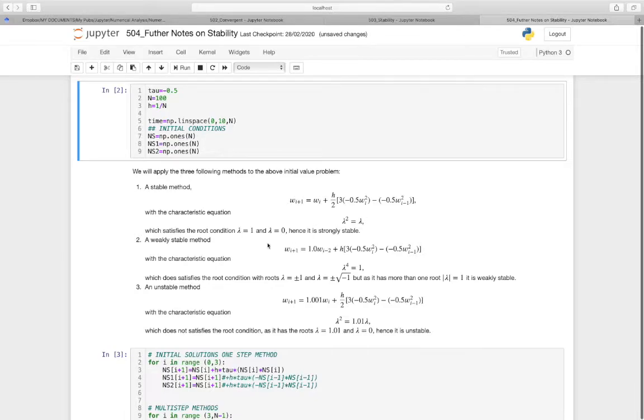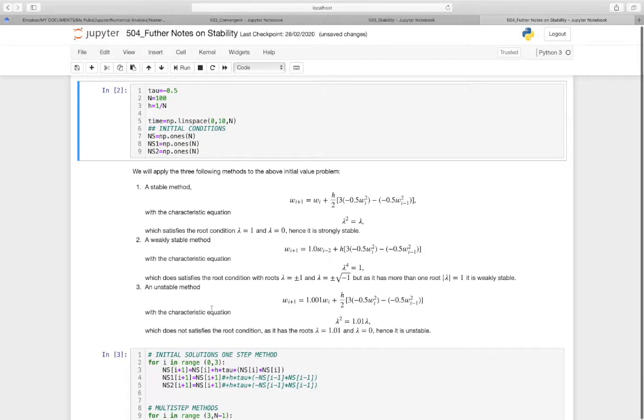Now, this has the root condition of lambda is equal to 0 and lambda is equal to 1, so it's strongly stable. The second method is weakly stable. Wi plus 1 is equal to 1.0 Wi minus 2. So the i minus 2 here is the issue. This does not satisfy the root condition. This does satisfy the root condition because lambda is equal to plus or minus 1 and plus or minus square root of minus 1. So therefore, it's more than one root of lambda, so it is weakly stable.